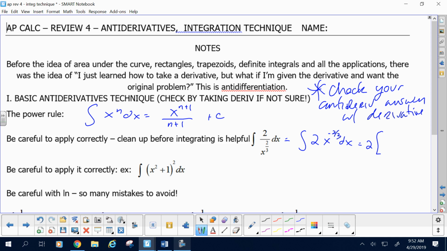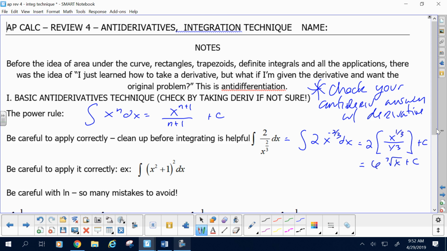When you raise it by 1, what's negative 2/3 plus 1? X to the 1/3. Divide by the new, which means divide by 1/3 or multiply by 3. And so we're getting something like 6 times the cube root of x plus c. When you integrate, you raise the power by 1, divide by the new power. Be careful to apply it correctly.